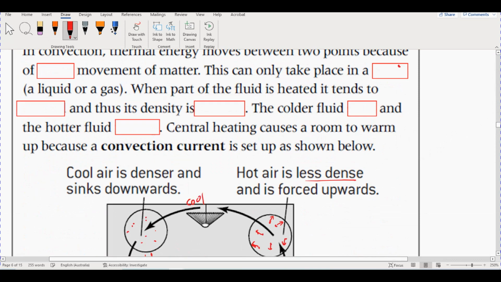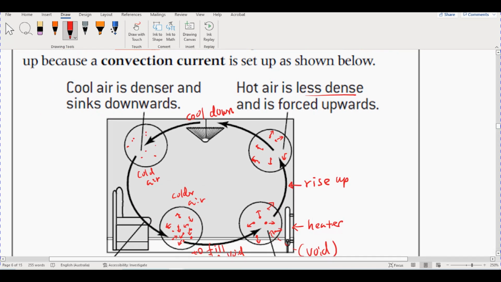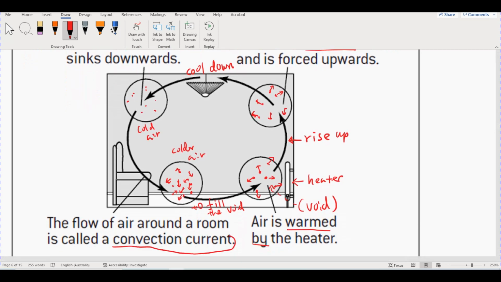It just cooled down a little bit. Of course, it might still be hotter than the previous cold air there, but it is colder than the hot air just formed from the heater. So that creates a cycle, which we call a convection current. The hot air rises up, and then the cold air fills the void, and they create a cycle of convection.